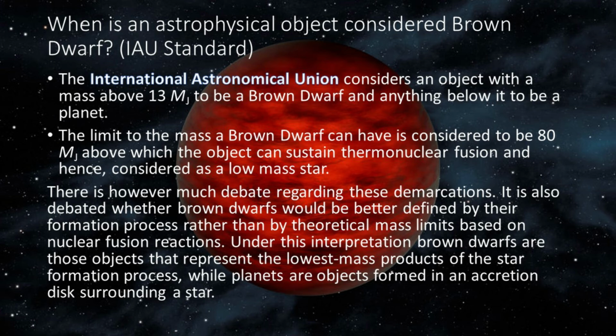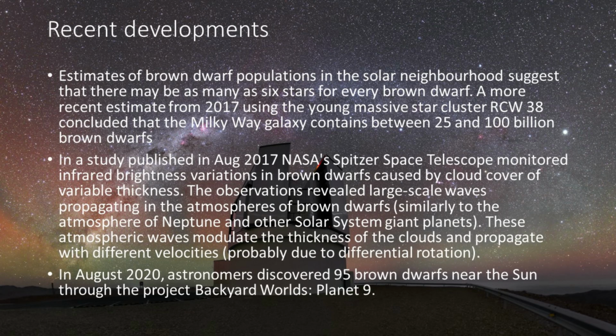Under this interpretation, brown dwarfs are those objects that represent the lowest mass products of the star formation process, while planets are objects formed in an accretion disk surrounding a star. Recent developments. Estimates of brown dwarf populations in the solar neighborhood suggest that there may be as many as 6 stars for every brown dwarf.